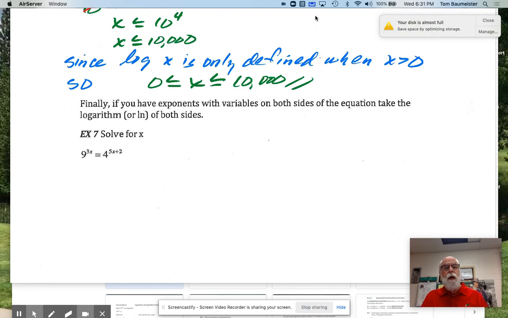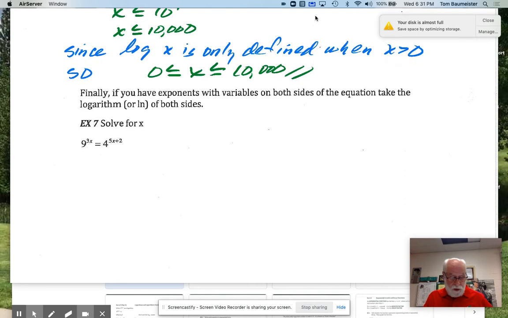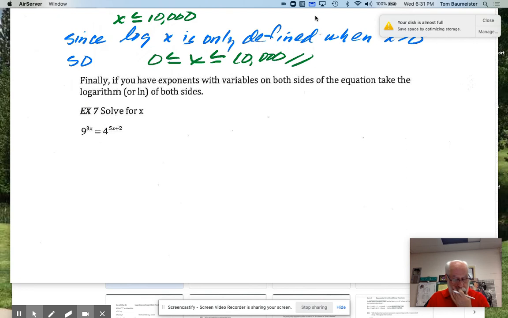And then finally, if you have exponents with variables on both sides of the equation, again, take the logarithm or natural log of both sides. So we have 9 raised to the 3x power is equal to 4 times 4 raised to the 5x plus 2 power. Now remember, earlier we had these two numbers. These two numbers were the same. And that's why we were able to just use the exponents.